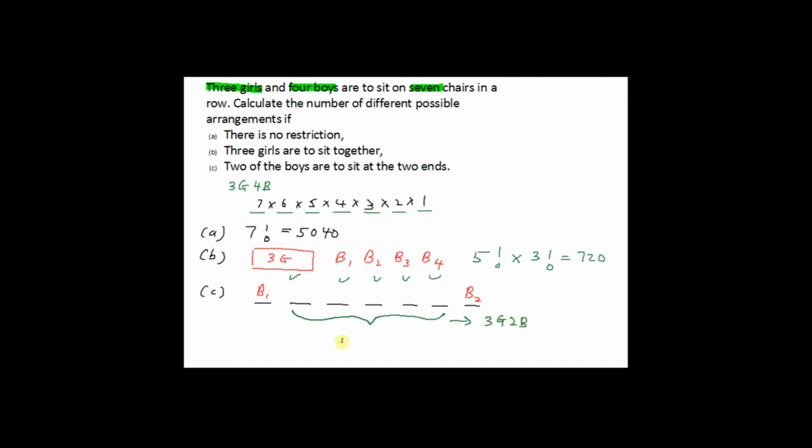So this equals 5 factorial. Remember, you have to multiply with 2 factorial because you can still arrange boy 1 and boy 2. You can switch where boy 1 will be seated here and boy 2 is seated here. So 5 factorial times 2 factorial, the answer is 240.